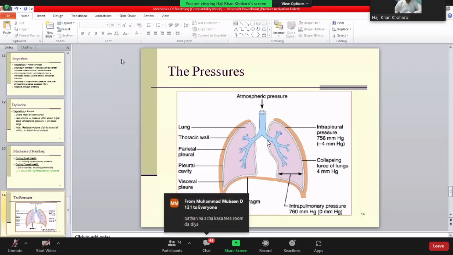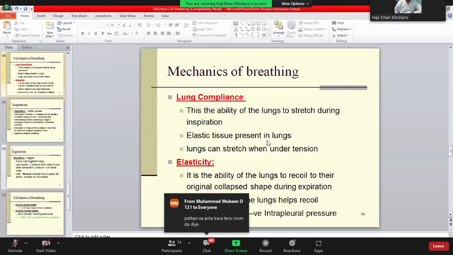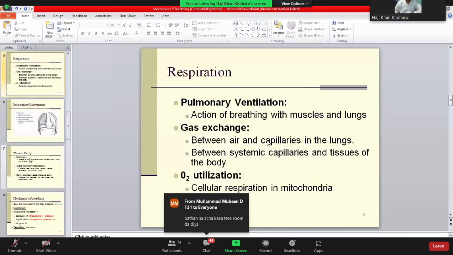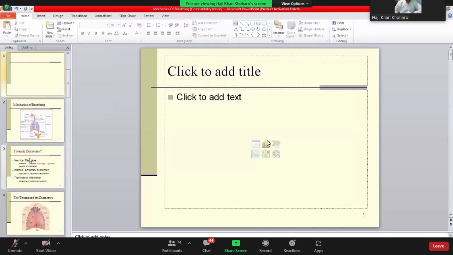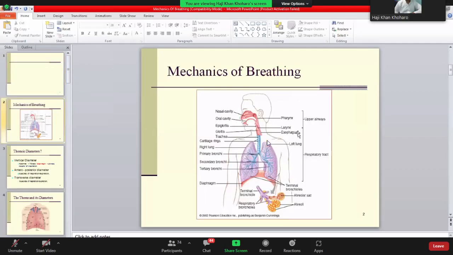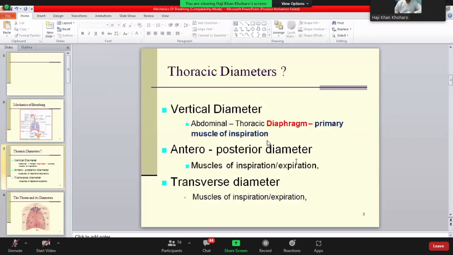So let us repeat this slide show. Mechanics of breathing. There is upper respiratory tract and lower respiratory tract. There are three important diameters.